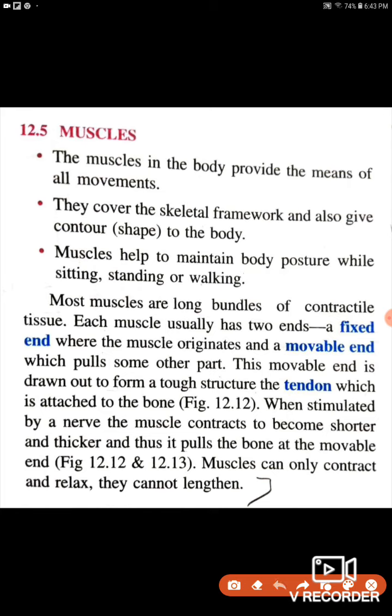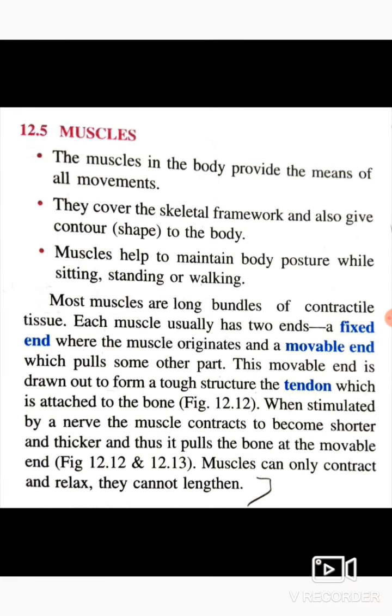Now we will see how it looks and what the details about it are. As I told you, they are long bundles of contractile tissues. Each muscle has two ends. Now these two words you have to remember. Which two ends? One end is called the fixed end and the other is called the movable end.